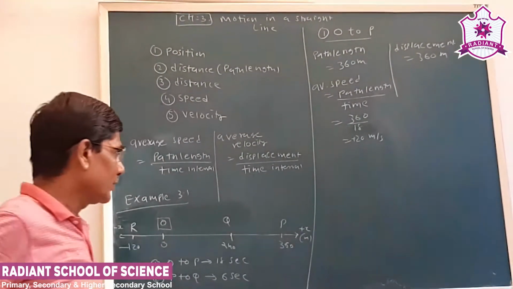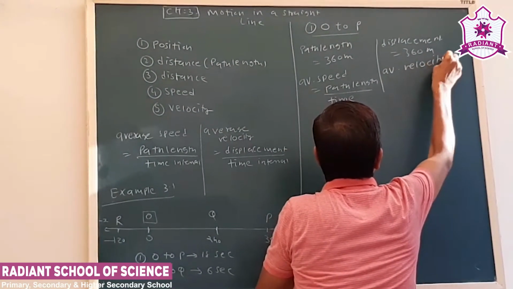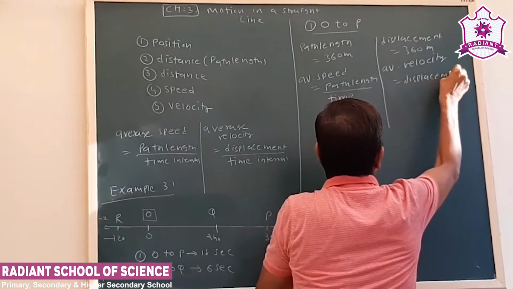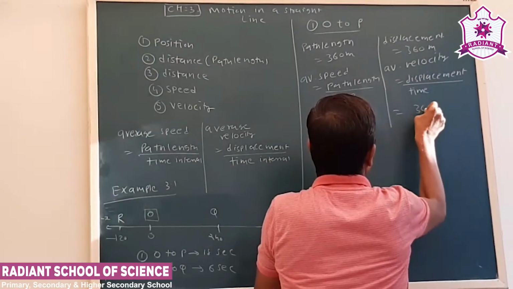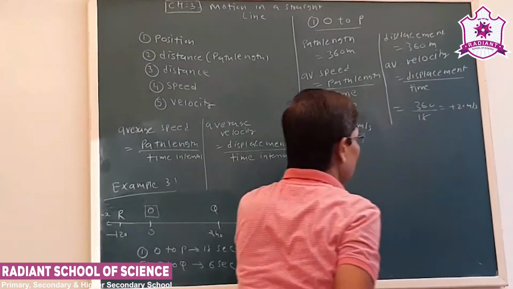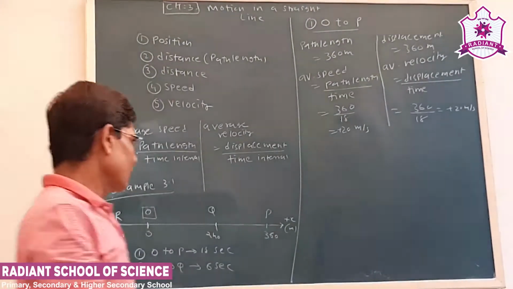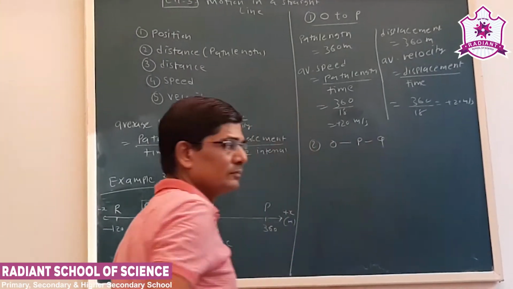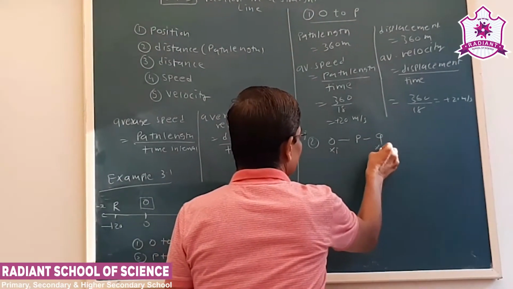Now for the average velocity is displacement upon time, that is 360 upon 18. Now what we see here that the average velocity and average speed is same. Now see the second part of the question. See it moves on AOPQ path. Now here O is its initial position and Q is the final position.